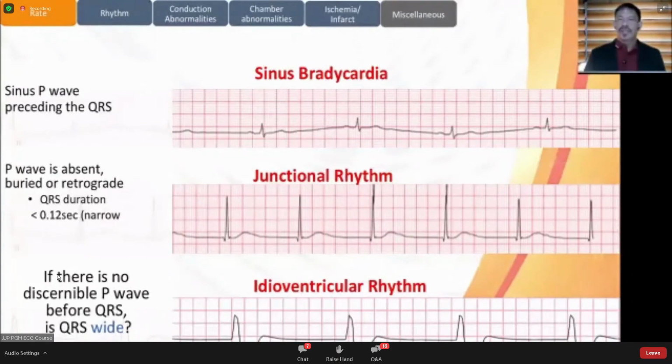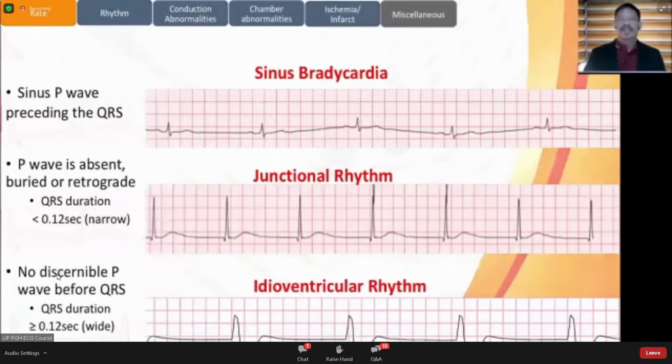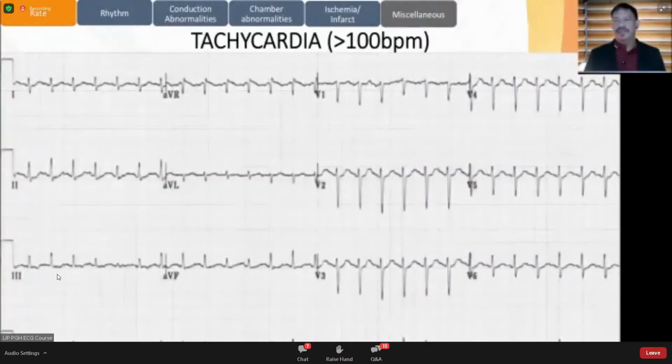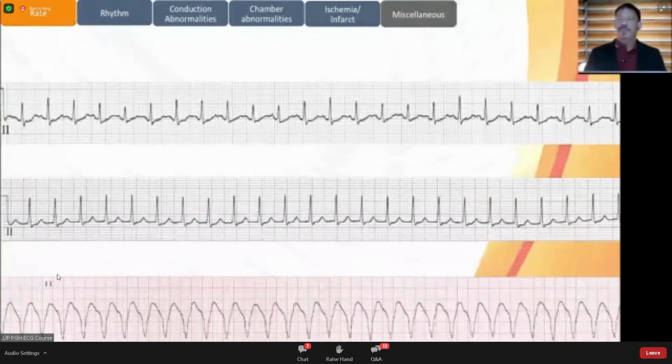Ideally, all leads need to be examined for P waves as they may not be obvious in some leads. This slide shows the distinguishing features of the previously presented ECGs. Let's proceed with fast rate. This is how an ECG of a patient with tachycardia may look like. These strips from long lead 2 show tracings with fast rate.